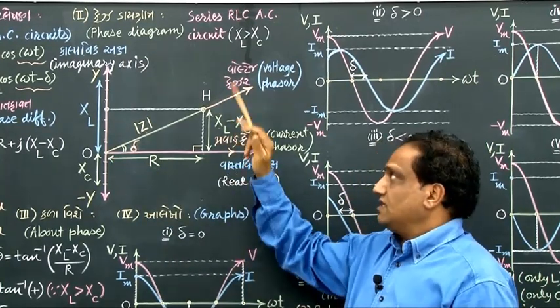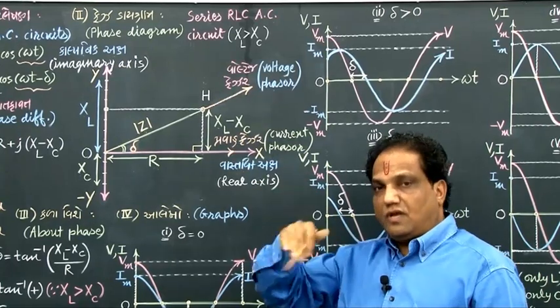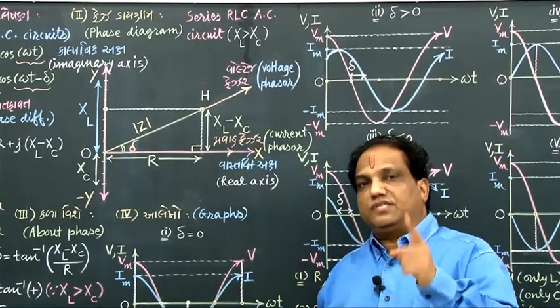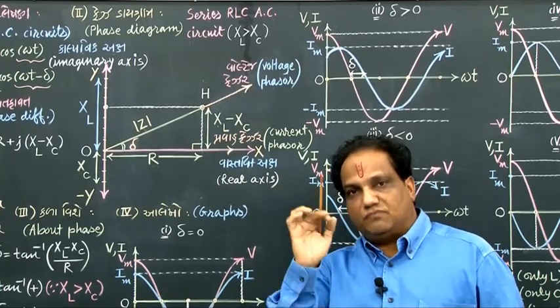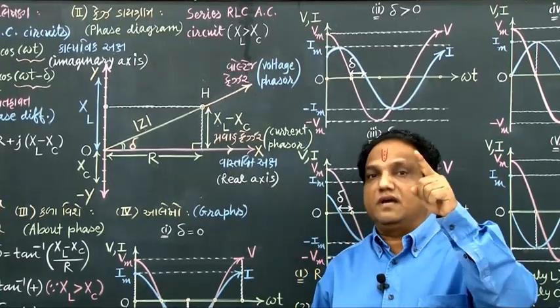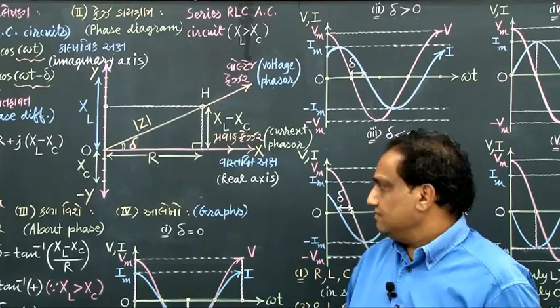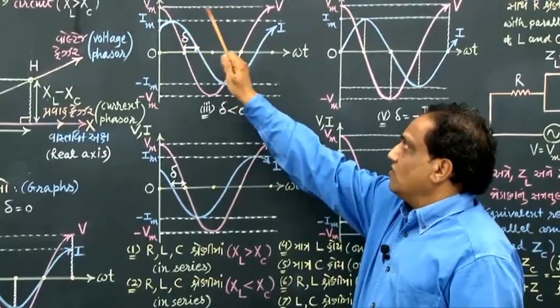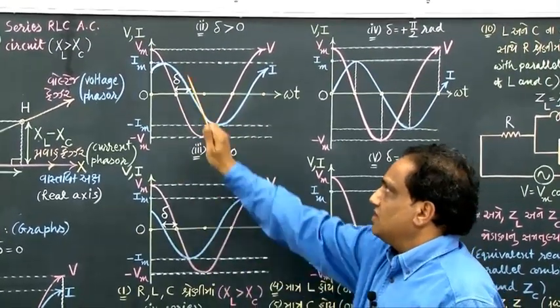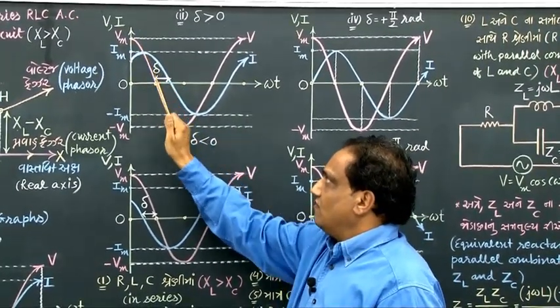Whichever phasor is lying above on the upper side is said to have a higher phase. So the voltage phase is more, voltage is leading ahead in phase. What about graphs? Whenever delta is positive, this sort of graph you are supposed to draw, in which voltage becomes 0 first.